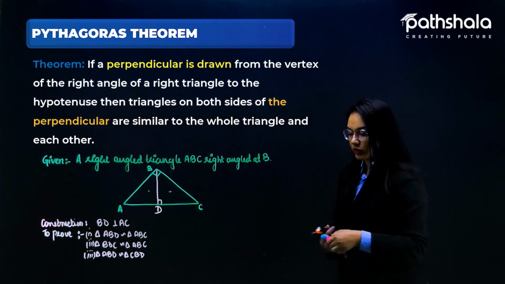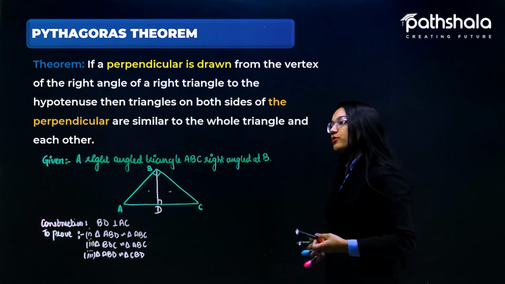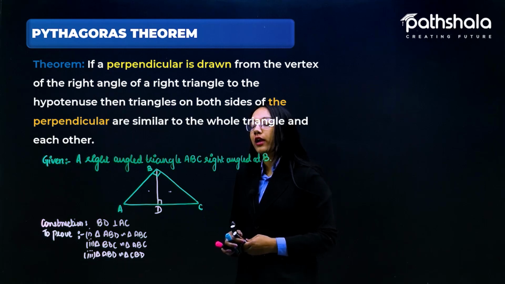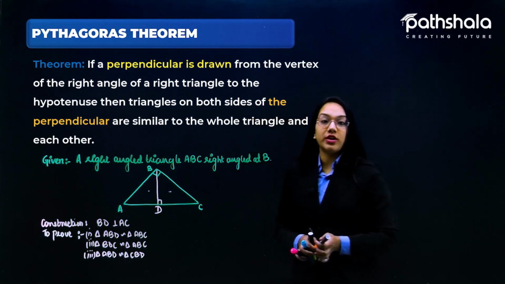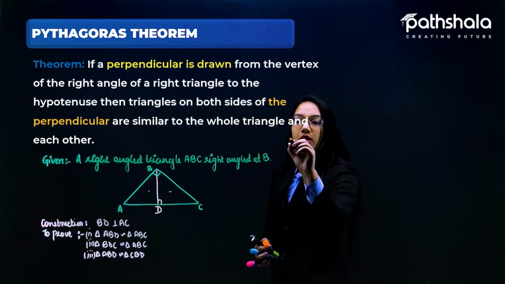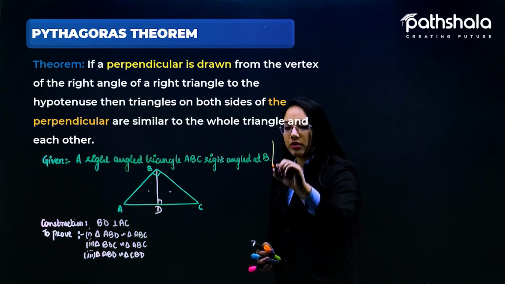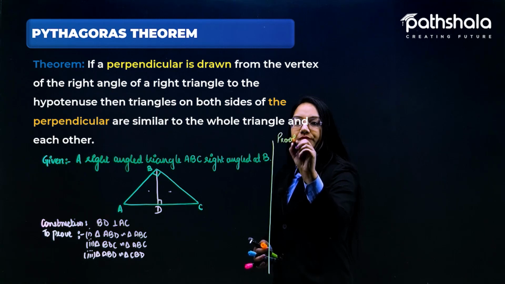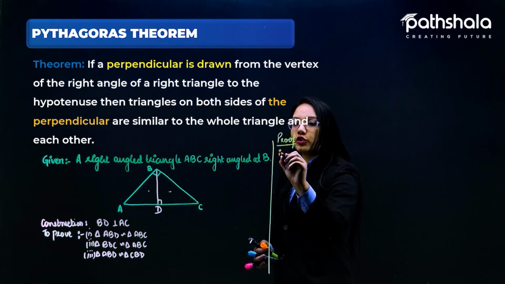Now these are the three things that we have to prove. So let's start the proof of this particular theorem. First of all, we have to prove that ABD, the smaller triangle, is similar to the whole triangle. So let's start the proof of the very first part.